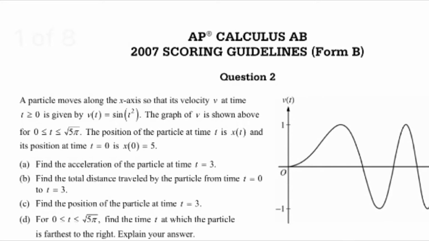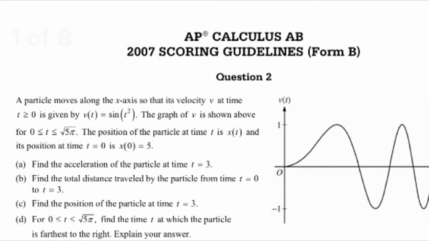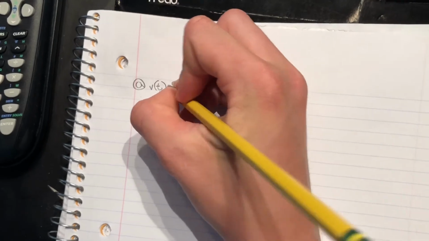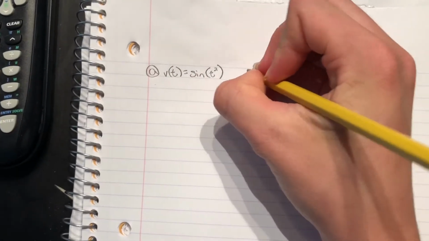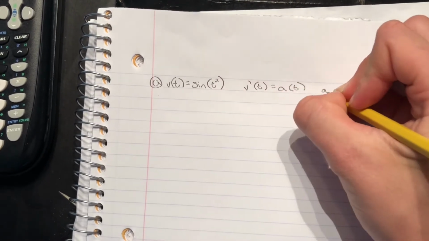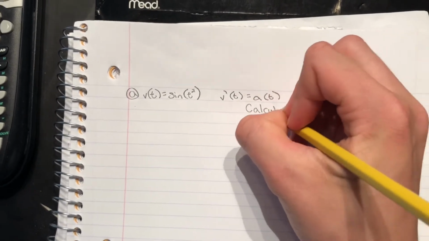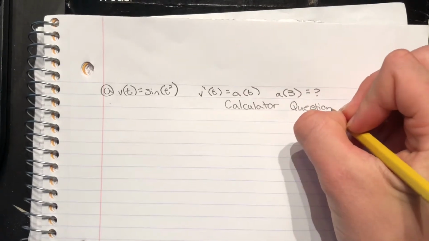So the problem we chose to do was a free response problem from 2007, the particle problem. Since you know the velocity function is v(t) = sin(t²), and you also know that the derivative of v(t) equals acceleration at t, what you want to do is find the acceleration at 3. So for this, you're going to want to use your calculator to find the derivative at 3.